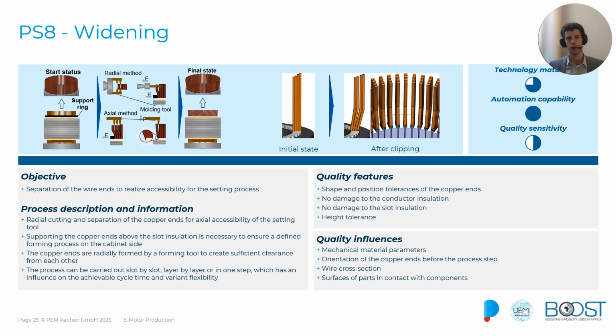Now that the pins are in the stator, we have multiple steps to align the pin ends to each other for the welding process. The first is process step 8, the widening. We can do the widening by a radial or an axial process. In either way, we have to be careful to not damage the surface of the insulated pins.